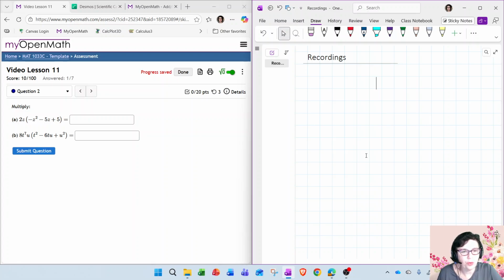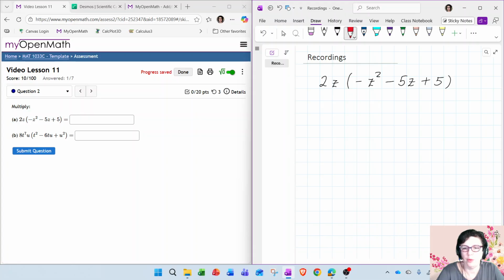In this video, we are going to multiply a monomial by a polynomial, and this looks like a trinomial because it has three terms. We'll multiply 2z. By the way, this is the way I write z to make sure that it's not confused with the number 2. And we are multiplying negative z squared minus 5z plus 5. We are going to use the distributive law, which means that this 2z is going to be multiplied by each term. Okay, let's take a look at what happens.